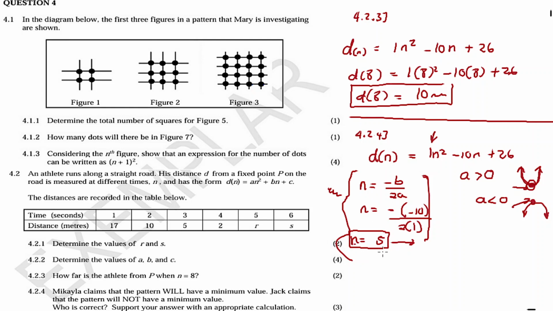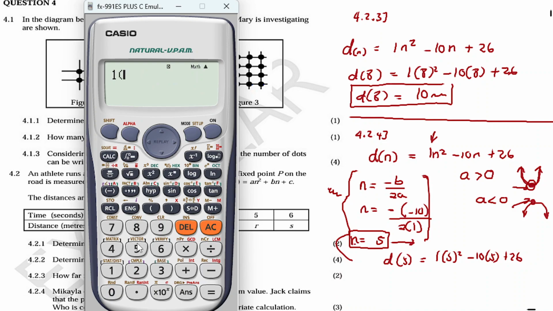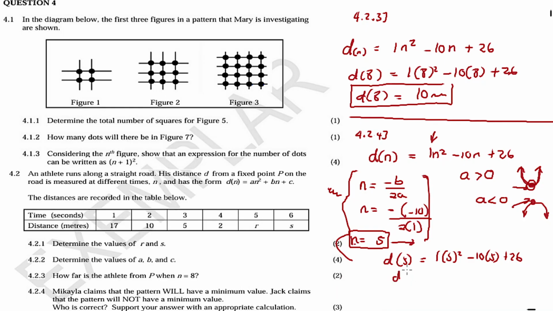Alright, let's see what happens now, substituting n with 5. 5 squared minus 10 times 5 plus 26. What's the answer? 5 squared minus 10 times 5 plus 26.